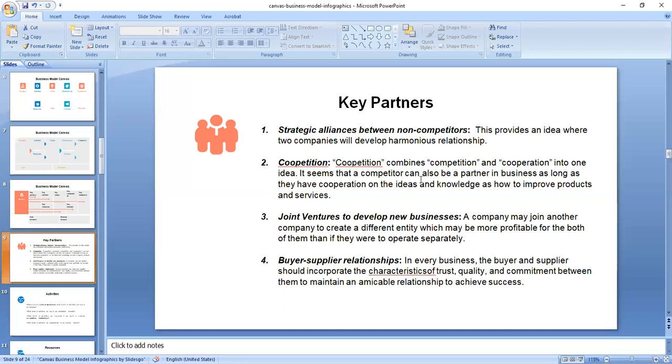Now, it seems that a competitor can also be a partner in business as long as they have cooperation on the ideas and knowledge and how to improve products and services. So a partner can also be your competition, at the same time coexisting together. Now, we can also have joint ventures to develop new businesses. So a company may join another company to create a different entity, which may be more profitable for both of them than if they were to operate separately.